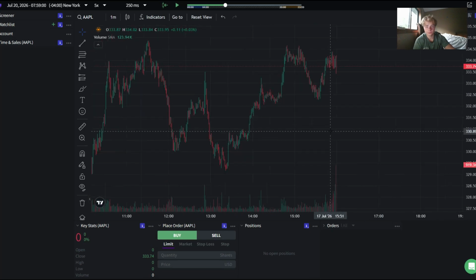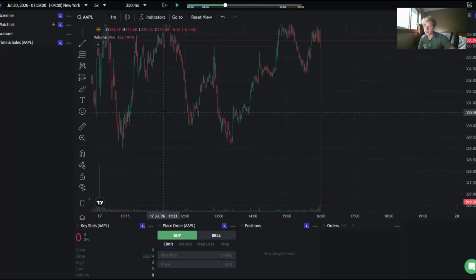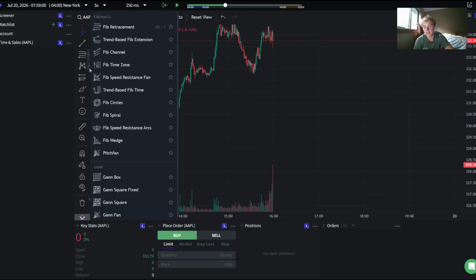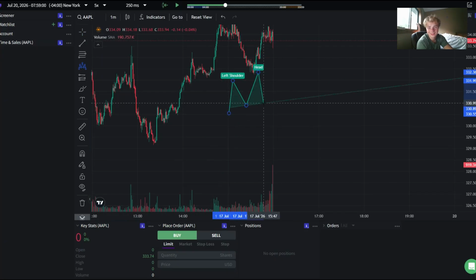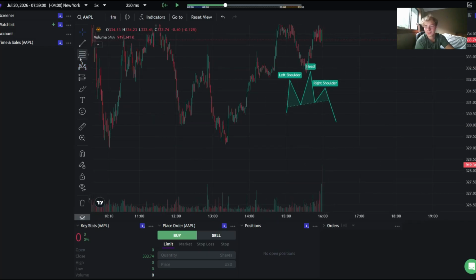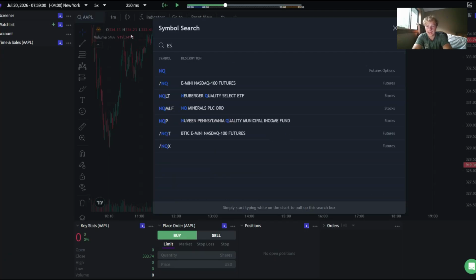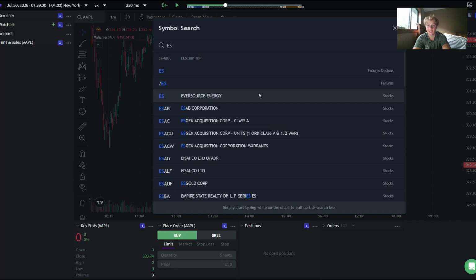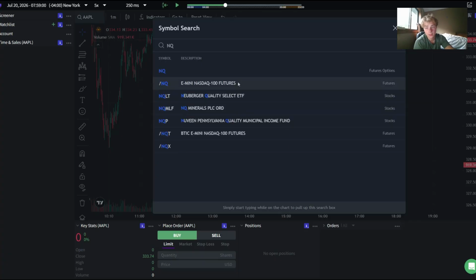Okay, so here's our chart. We got a TradingView chart, which is super awesome. You got all your stuff, got your lines, got your position boxes, you got your head and shoulders here. Very useful. So let's get started. Say you want to trade or backtest on NQ or ES. You just look it up and look for the futures. So I want to go on NQ. And there's the futures right here. It's the first one.